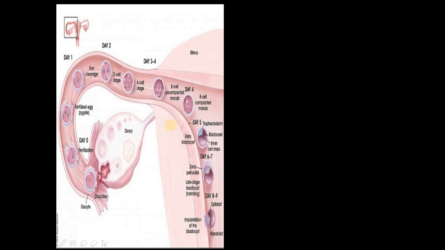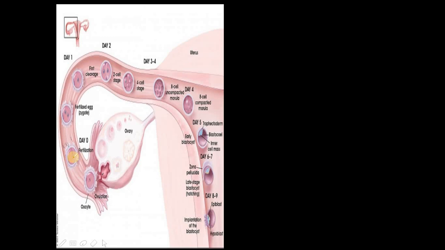This is what is happening once the ovum is released from the ovary. The secondary oocyte, the immature ovum, is released from the Graafian follicle, which has not completed its meiosis 2, which is arrested at metaphase 2. It enters into the fallopian tube, and here you can see it is fertilized by the sperm. Only if it gets fertilized by the sperm, then meiosis 2 is completed, resulting in the formation of a mature ovum and second polar body.